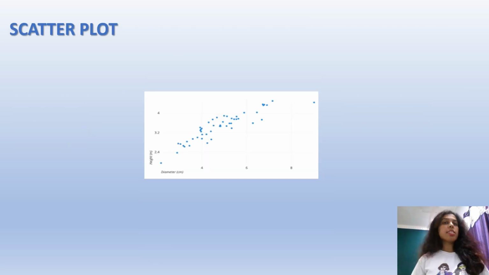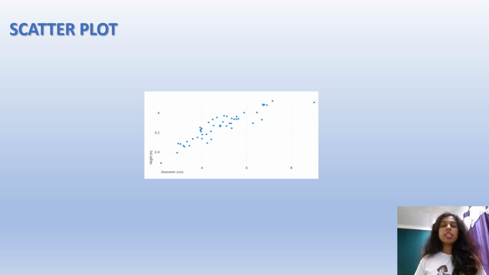Now, a scatter plot is a type of data visualization used to show the relationship between two continuous variables. Each data point is represented as a dot on a Cartesian coordinate system, where the x-axis and the y-axis correspond to the values of two different variables. The x-axis and the y-axis represent two variables. Each data point's position is determined by its values on these axes.